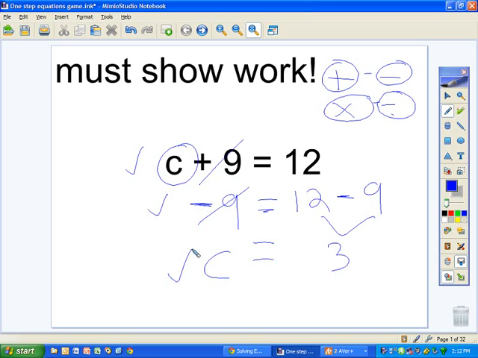Well, one thing that you always have to do with algebra is you have to double check to make sure that your answer makes sense. So if I say that c equals 3, I'm going to go back up to my original problem. C plus 9 equals 12, and I'm going to plug in that 3 for c. And if I do so, 3 plus 9 definitely equals 12. All right, so that's an example of an inverse operation with an addition problem.